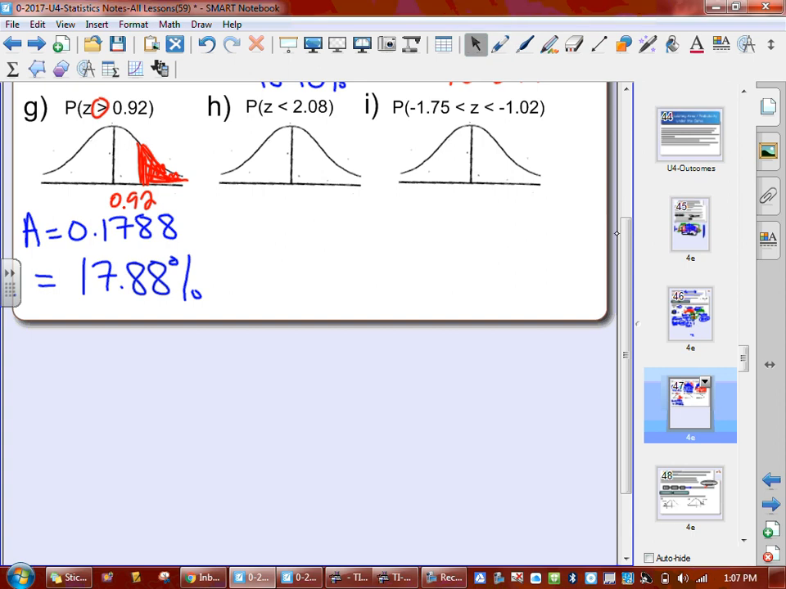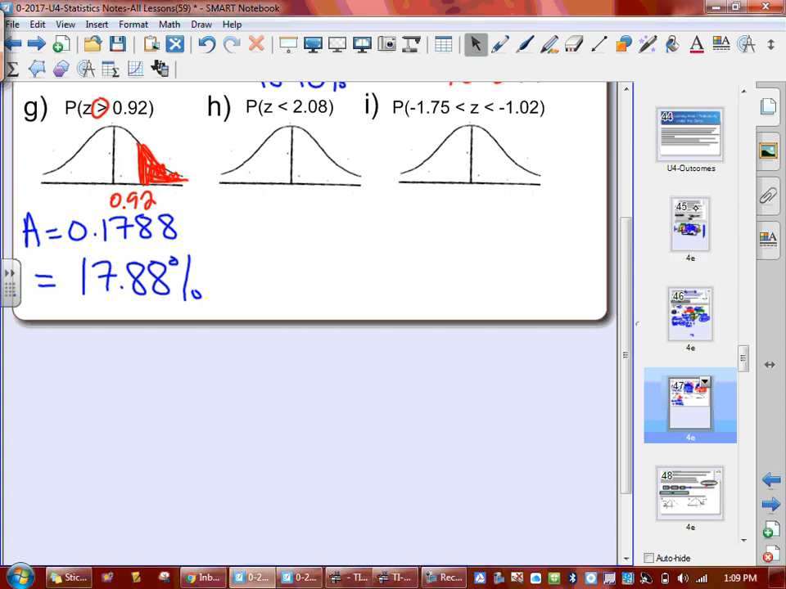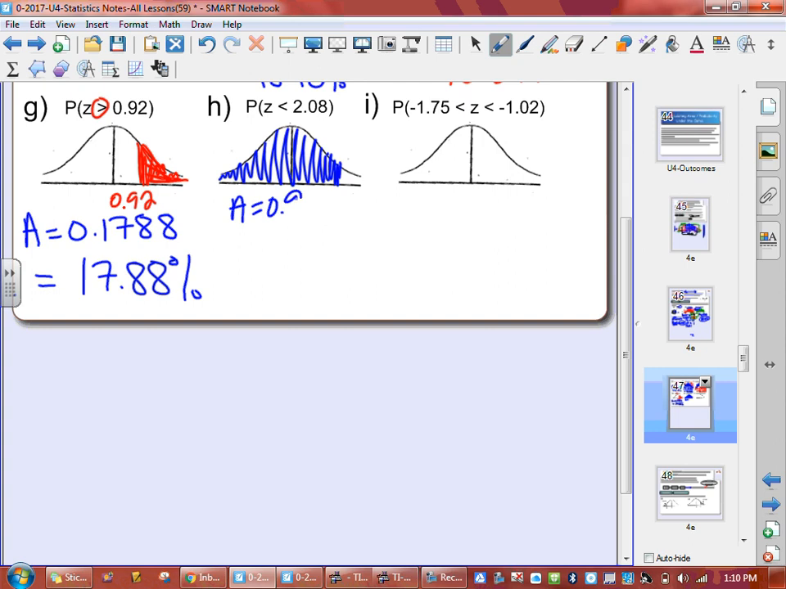Okay, so let's take a look at what you guys have figured out. So the very first one there on letter H, we're on the positive side of 0, and we are going to be shading all the way to the left. So positive 2 is probably straight to the edge, and we're going all the way to the other side. On our calculator, it gave us an area of 0.9812, which is a percentage of 98.12%.